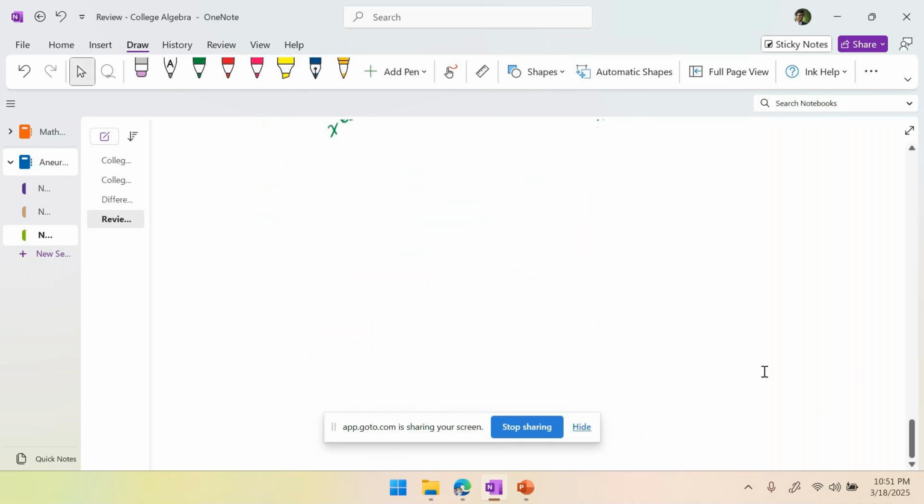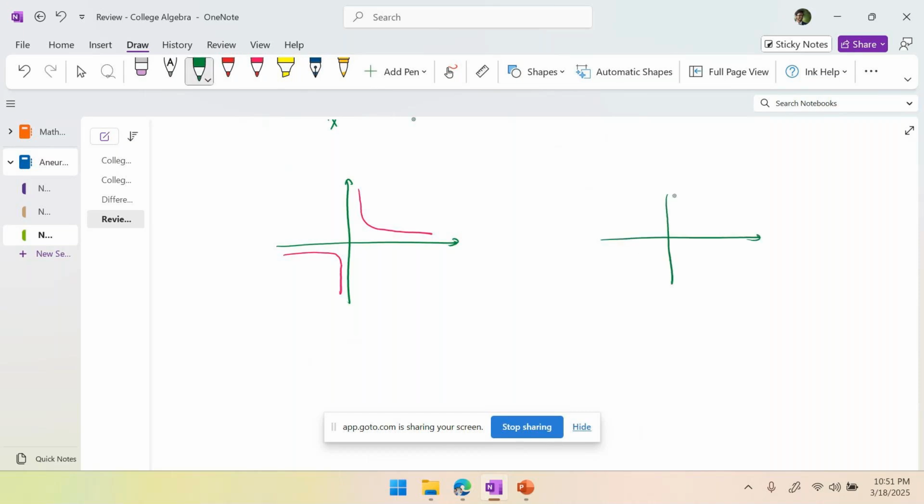And when it is odd, you have a graph like this. They never touch the x-axis. Okay, and when it is even, you have a graph like this.